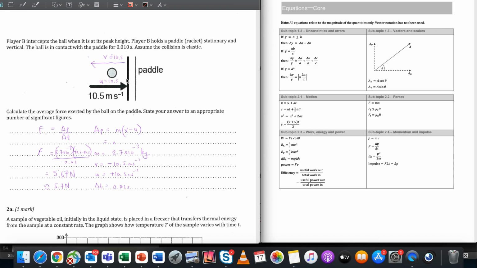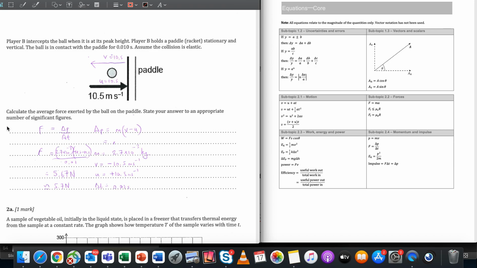Now, what does that mean? Elastic collision means, in this case, that the ball comes in with an initial velocity of u equals 10.5, and it bounces back with a final velocity of 10.5, but in the opposite direction. And again, this is a point that people forget, the subsequent motion of the ball.